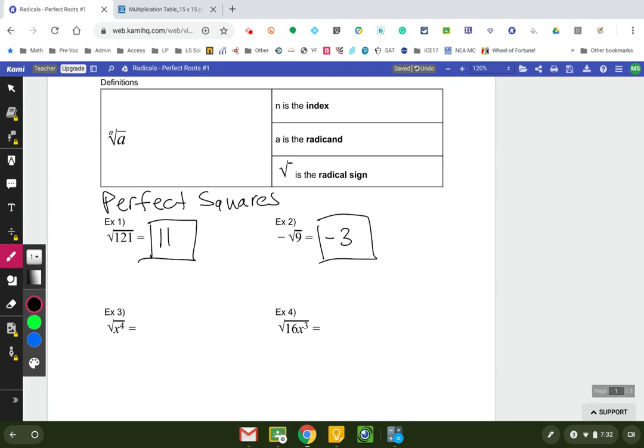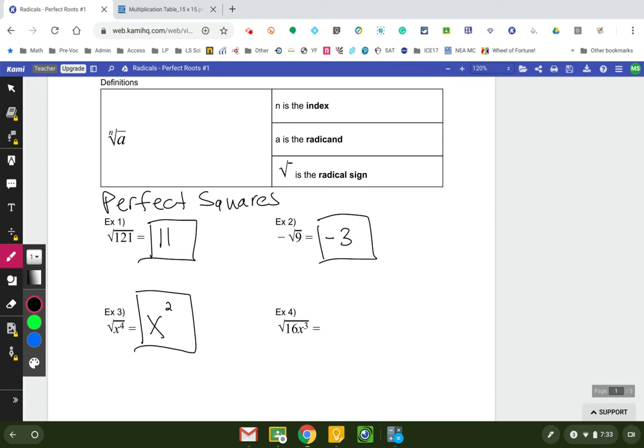All right, example 3. Now, if you notice, this is a little different because we have a variable with an exponent in it. When you see just a plain old square root, you're going to divide that exponent by 2. So your answer is going to be x squared because 4 divided by 2 is 2.